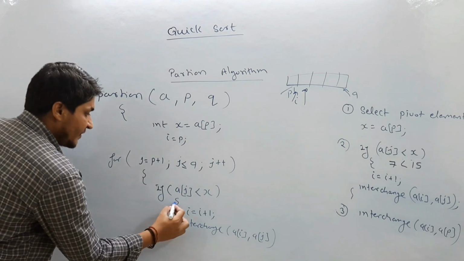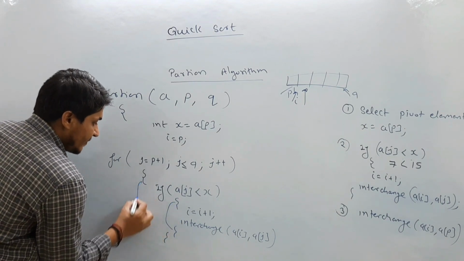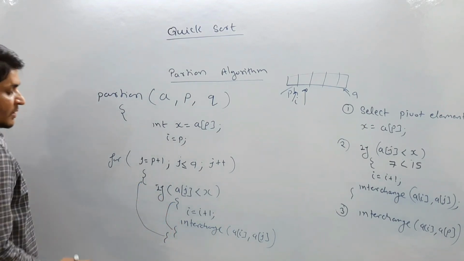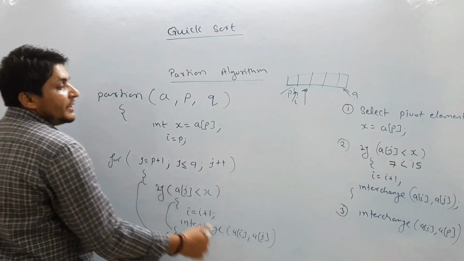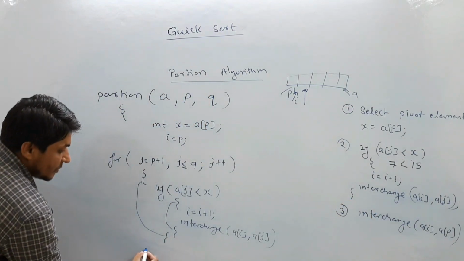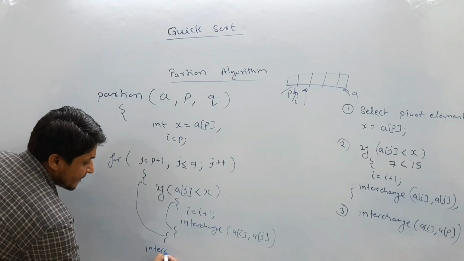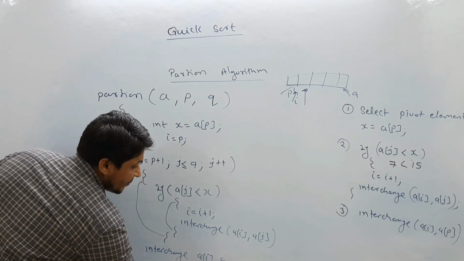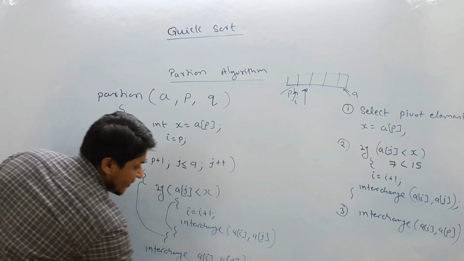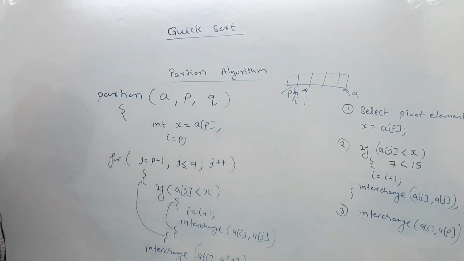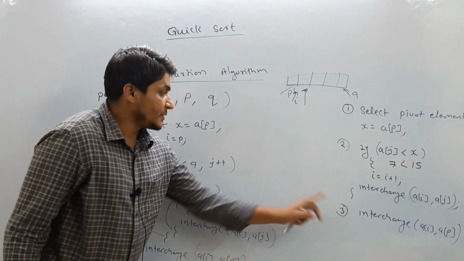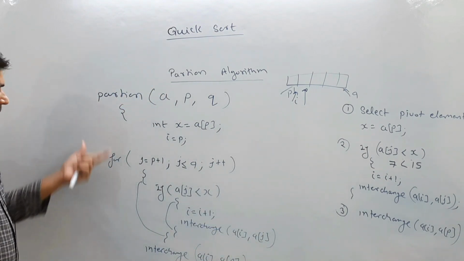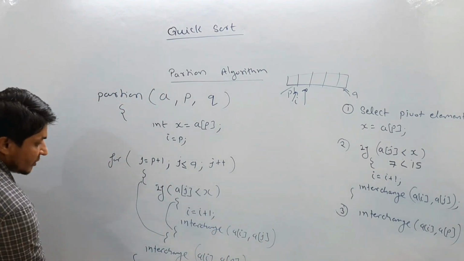So this is what your if, and this is what your for. Once this pass is completed, you execute the last step: interchange A of I and A of P. This is the third step you are executing. So this is about the partition algorithm code.